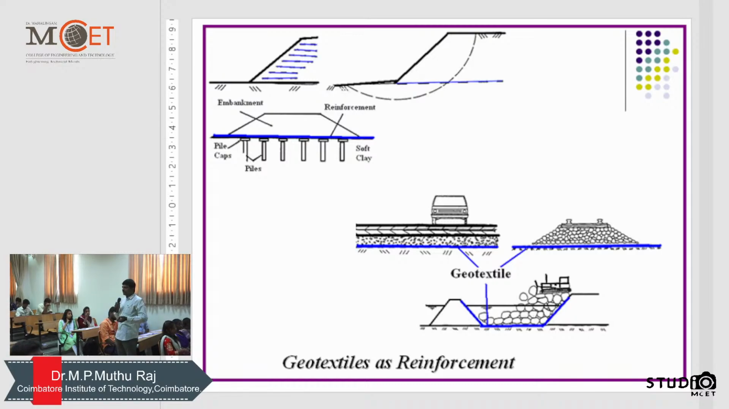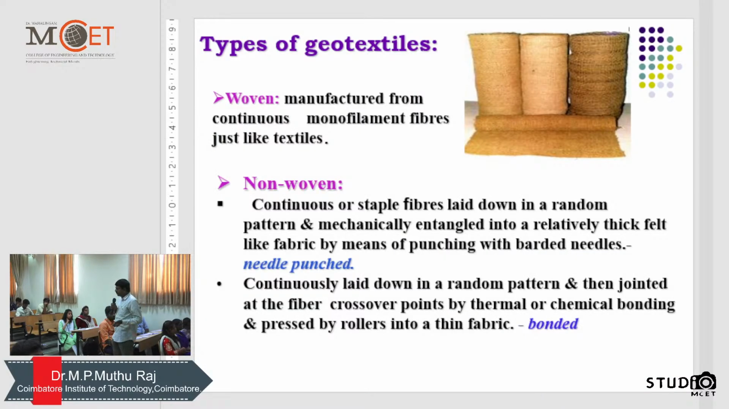So there are two types of geotextiles which we will normally be doing. One is woven. Woven is available in bundles, with bundle lengths of 100 meters, 200 meters and so on. So first layer, then apply the resin. Second layer, third layer. So however many layers or whatever thickness you require, you can use.